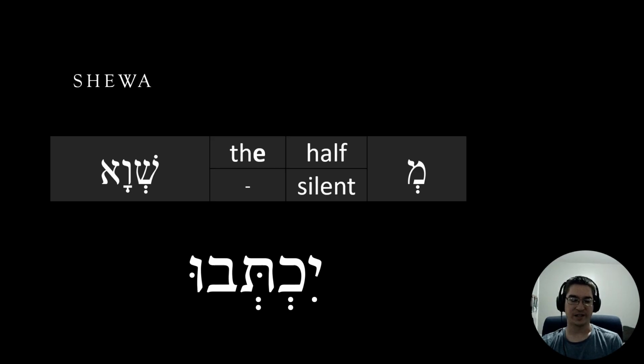The other guideline that's worth hanging on to is that when two shavas appear next to each other, the second one will be vocal while the first one will be silent. So in the case of yichtevu, the first shava underneath the kaf is silent, while the second shava underneath the tav is vocal. I once heard the maxim stated like this: when two shavas go walking, the second one does the talking.